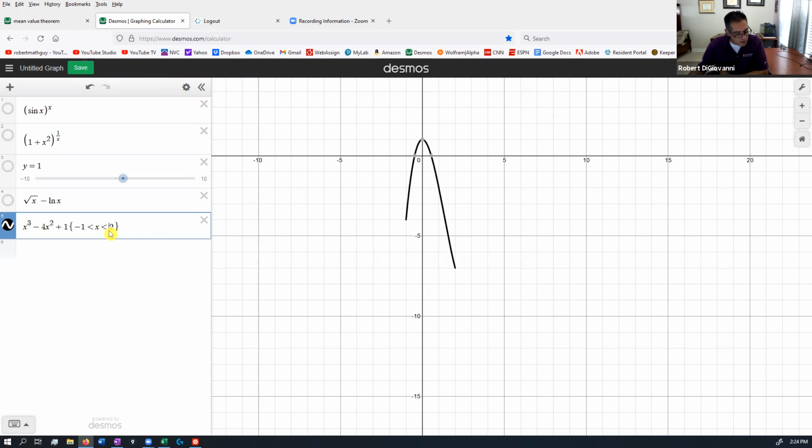Oops, I forgot to put equals here. Equals. So at the endpoint here, at 2, you get -7. That's the absolute minimum. Does that make sense?